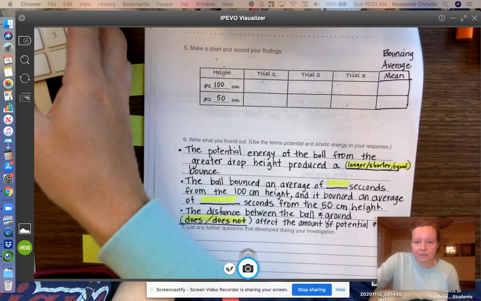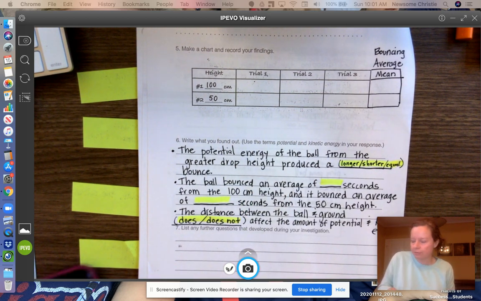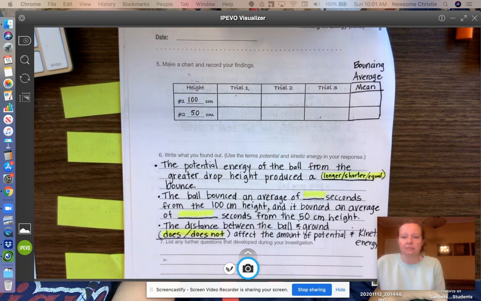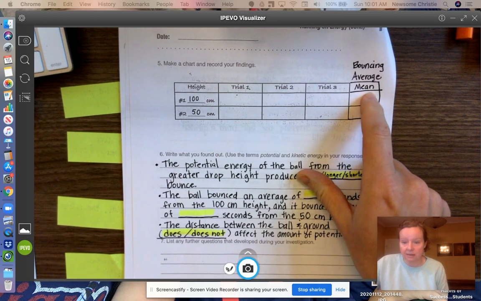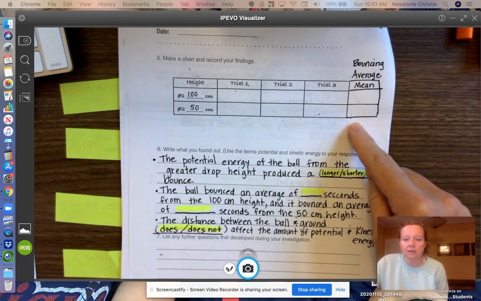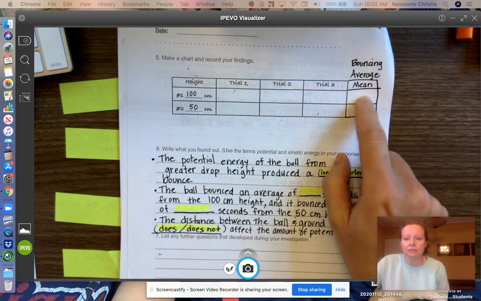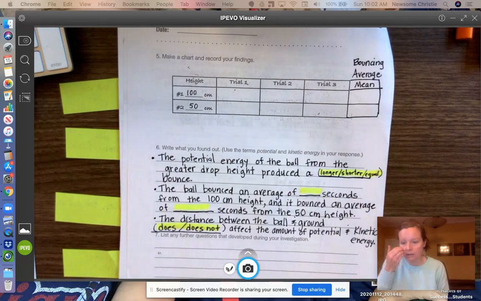Hi, sixth graders. So at this point, you should have your data table completely filled out from your experiment with dropping the ball. I am going to suggest that you take a minute, and you might need to pause the video to do this, but I'm going to suggest that you find the mean or the average bounce time at 100 centimeters and at 50 centimeters. When you're going to be explaining your data in the next couple questions, it's going to be helpful for you to just have the average bounce time instead of having to say all three different trials. So I would pause and go ahead and do that, and then resume the video, okay?